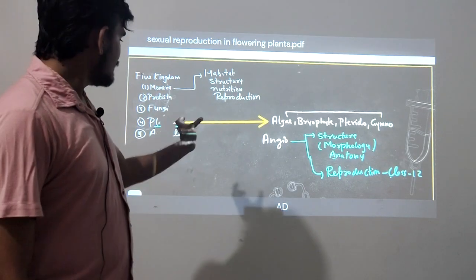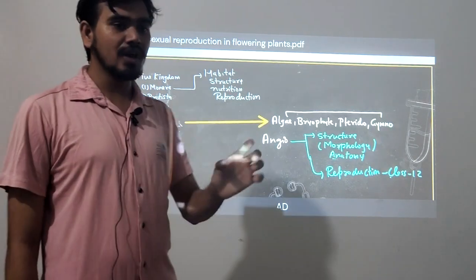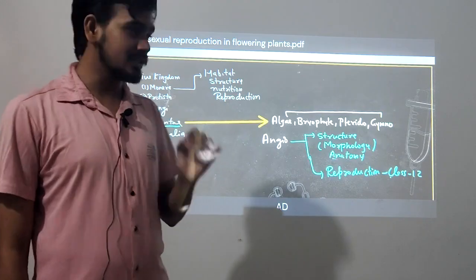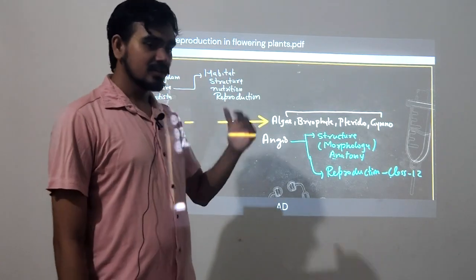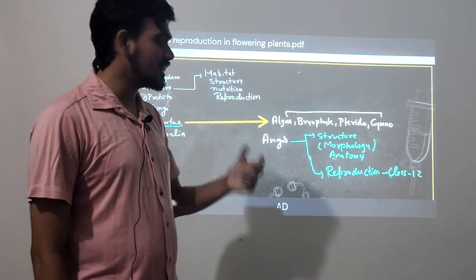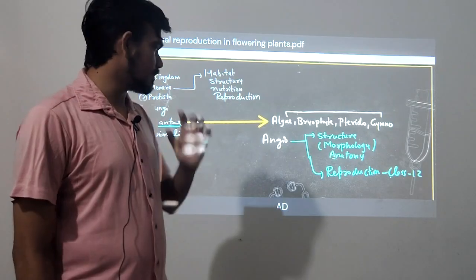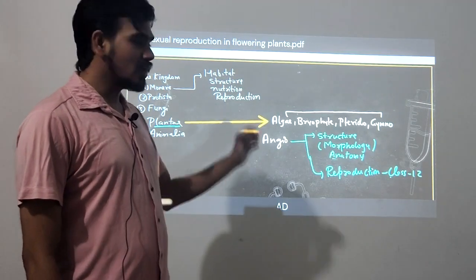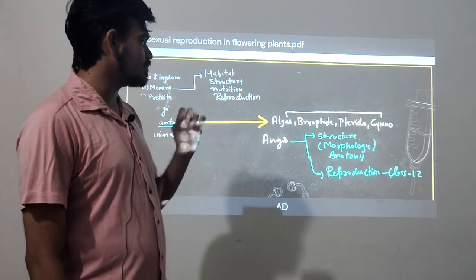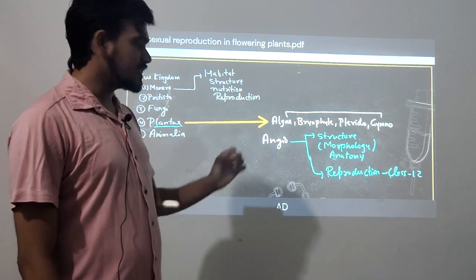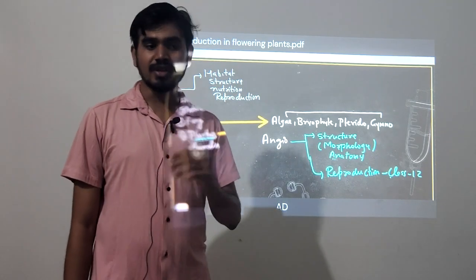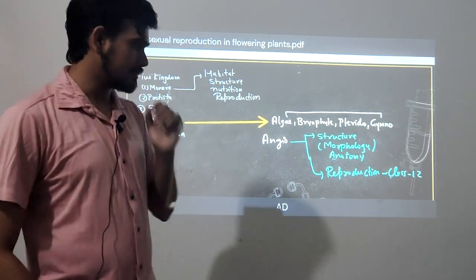In the plant kingdom you have studied the 5 divisions: the lowest is algae, then bryophyta, pteridophyta, gymnosperm and angiosperm. But in angiosperm you have studied the structure, like morphology and anatomy. The reproduction part of the angiosperm we are going to deal with in the class 12 chapter.